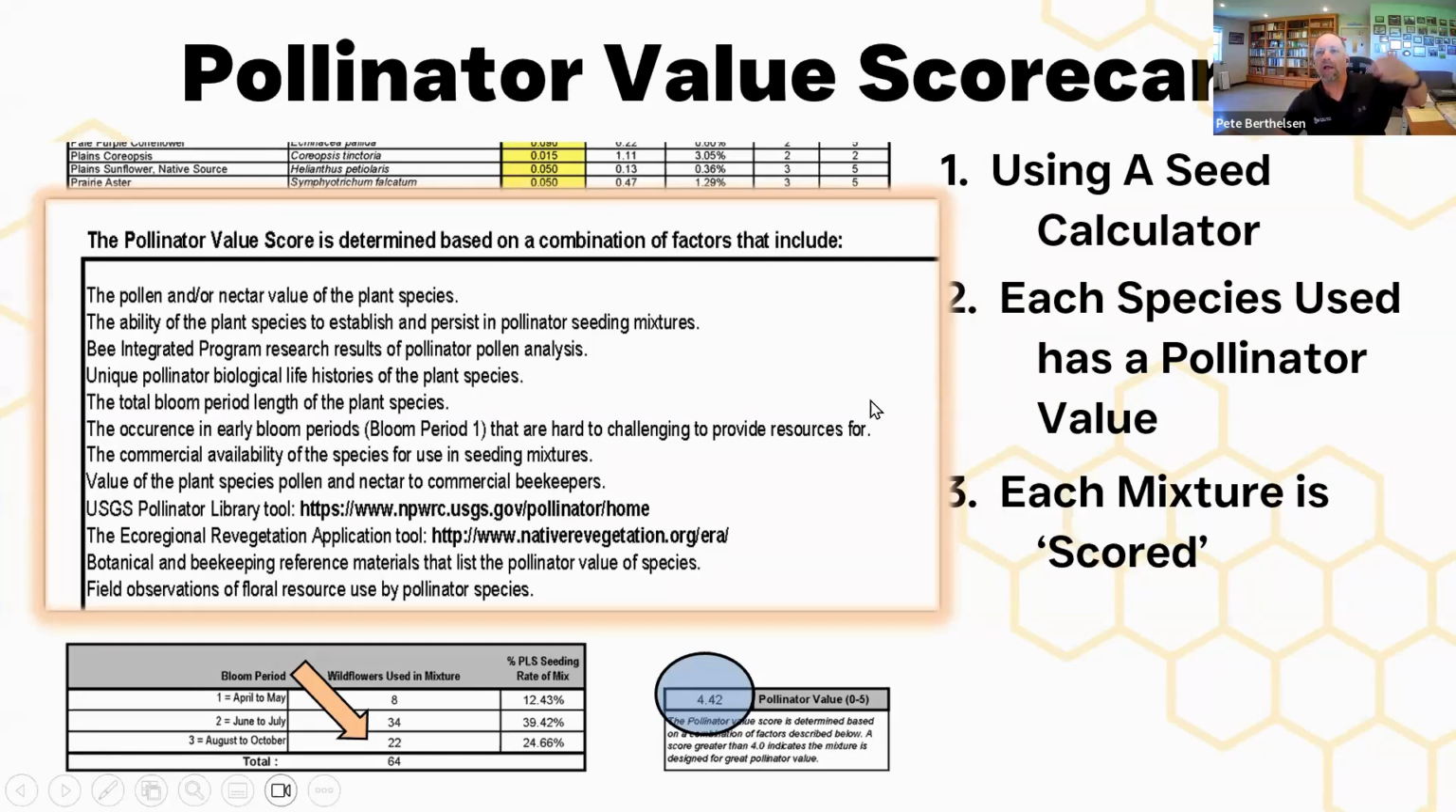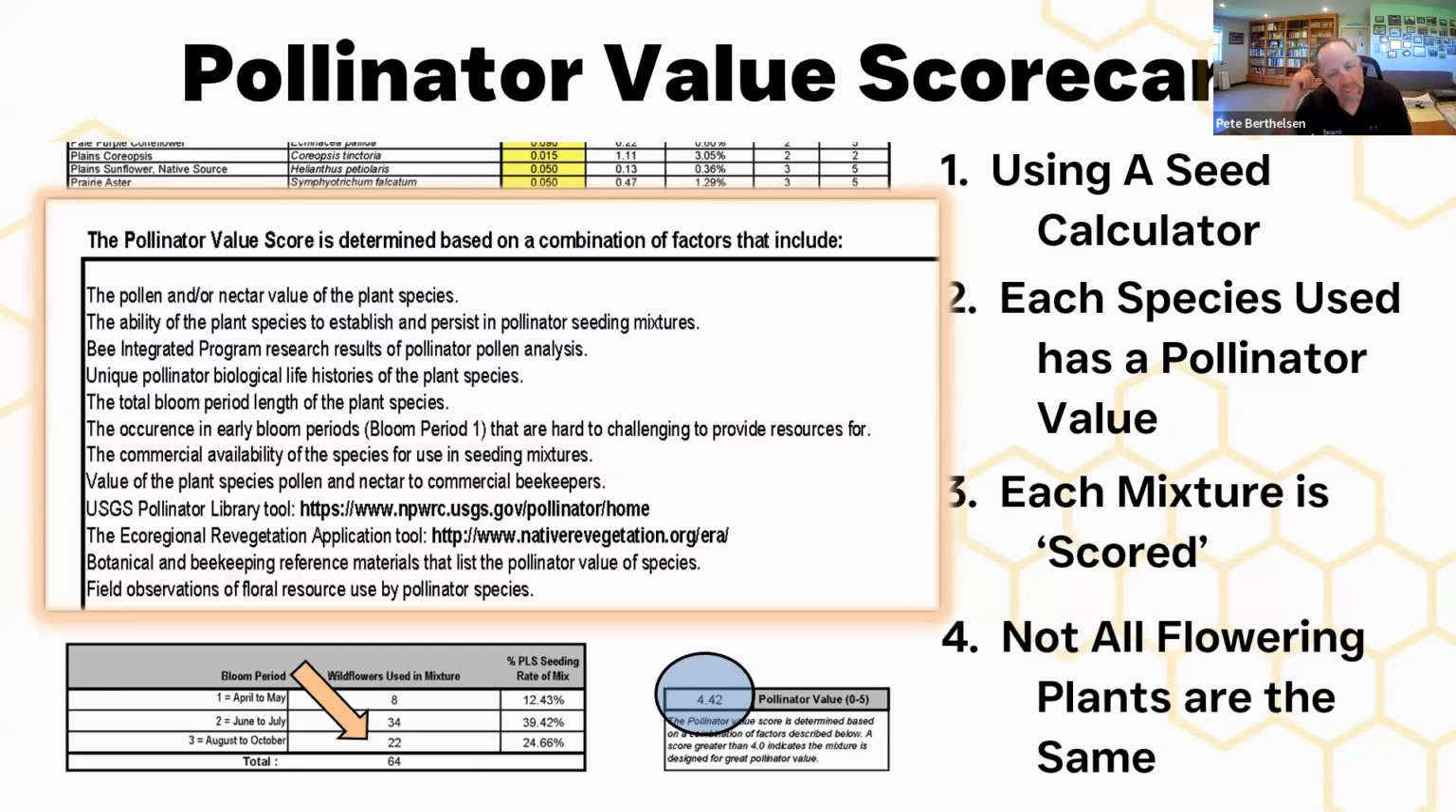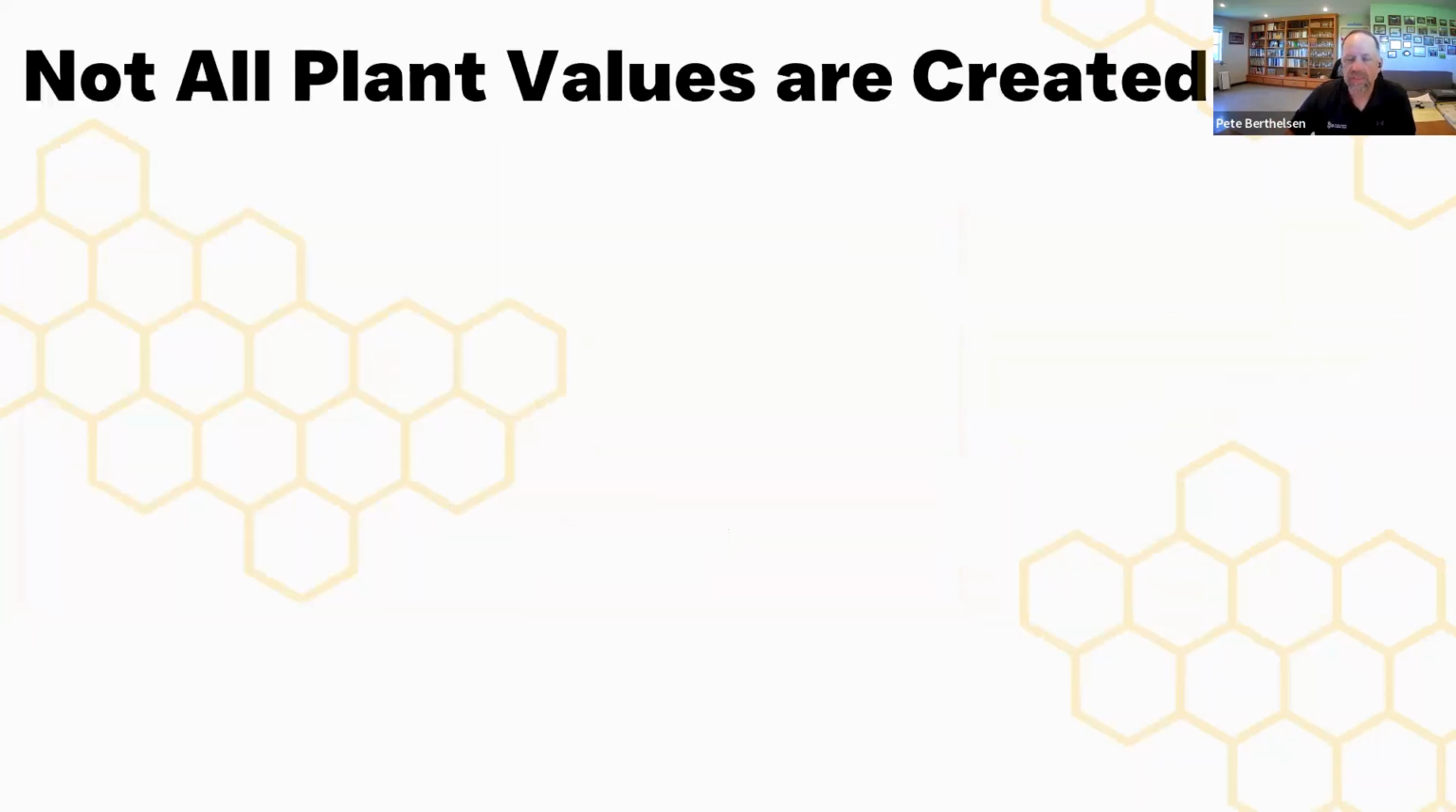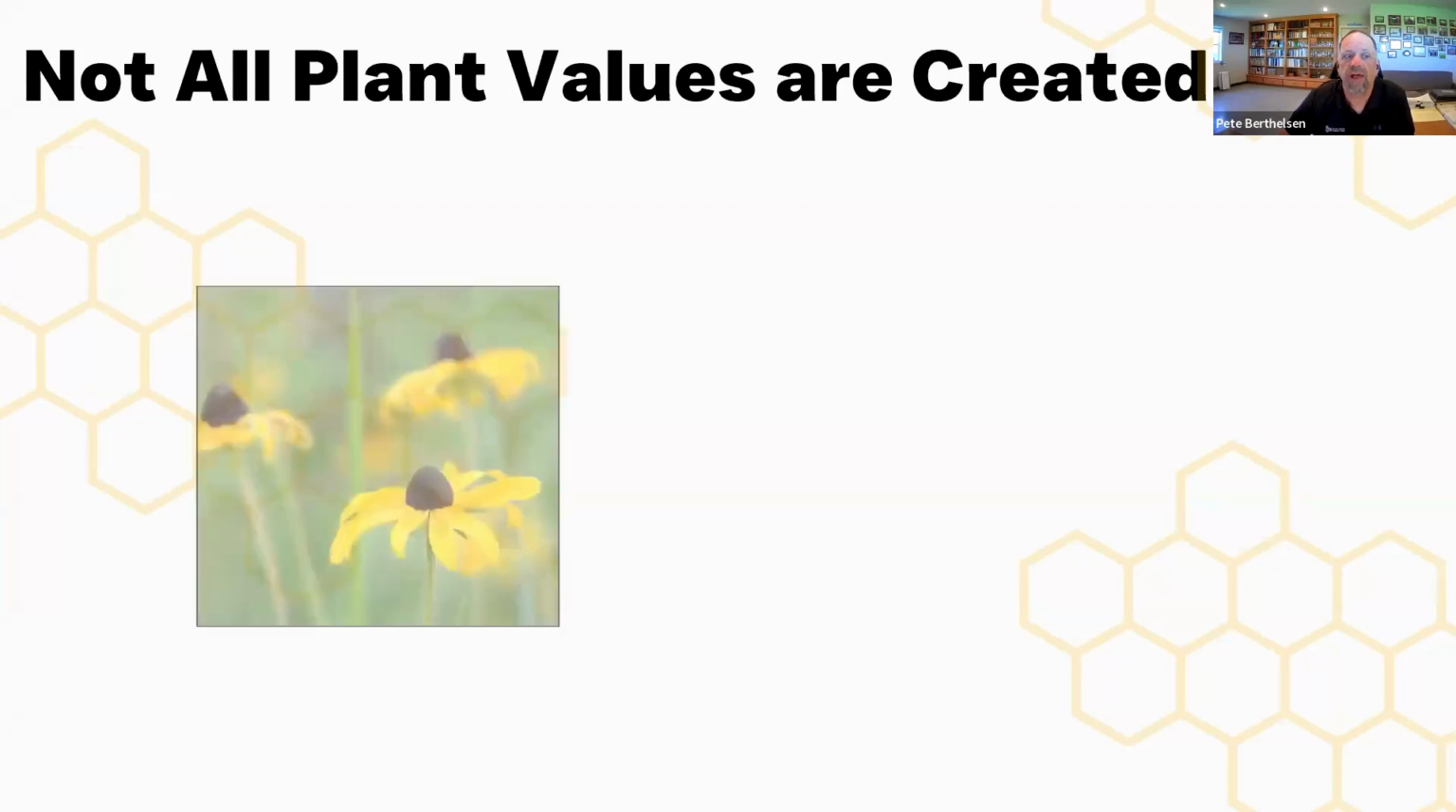And then it's all kinds of other factors that are in here that are listed right there. And you'll also be able to see this information on our website. Last thing about the scorecard, I said that it ranges from 0 to 5, and that is because not all plants that flower are created equal and have the same value.